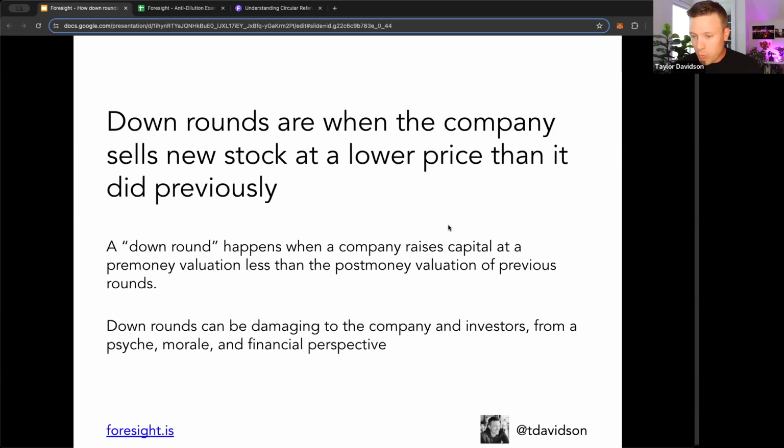Now, the problem comes in with this concept called a down round, which basically just means when the company raises money at a lower valuation, and specifically when it raises money at a pre-money valuation that's lower than the post-money valuation of a previous round.